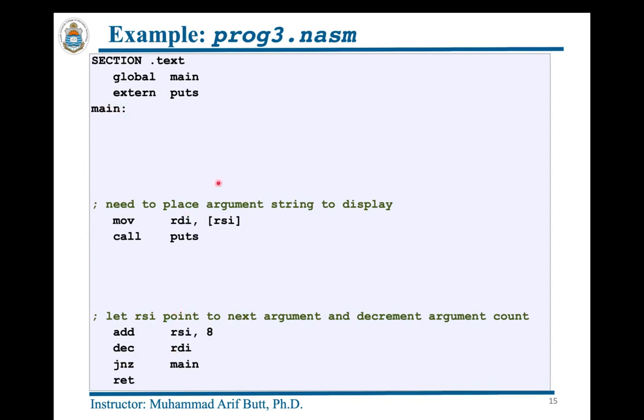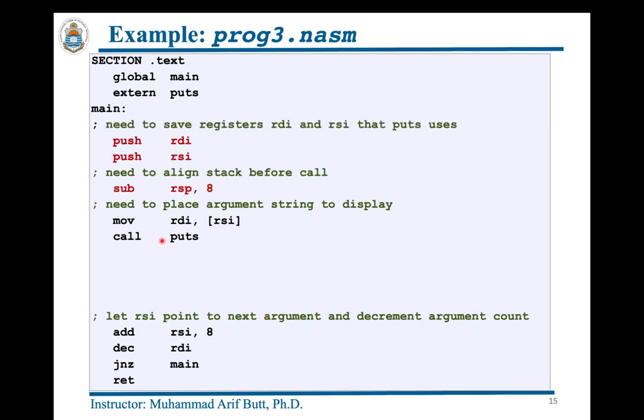Well, dear students, it appears that this program will work, but it will not. And there are two reasons for this. The first reason is that RDI and RSI are caller saved registers, and PUTS may overwrite them. So our logic will not work as expected. And the second reason that this program may crash is we have not taken care of the alignment of the stack before making this PUTS library call.